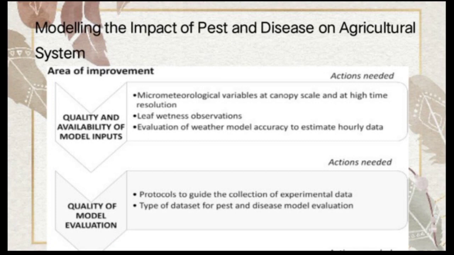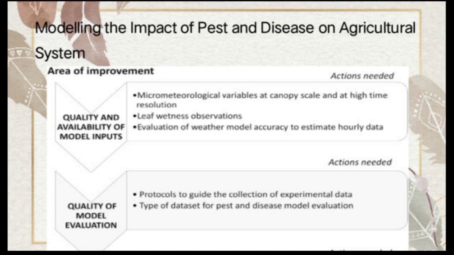Next is modeling the impact of pests and diseases in agricultural systems. So, areas of improvement. First is quality and availability of model inputs. So, in quality and availability of model inputs, included here are meteorological variables at canopy scales and at high time resolution. Deep observation and evaluation of weather model accuracy to estimate early data.